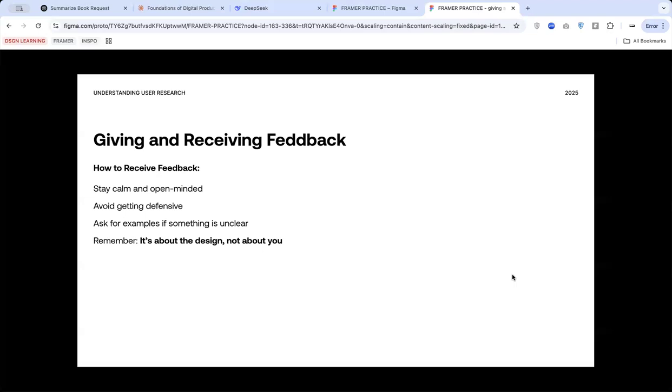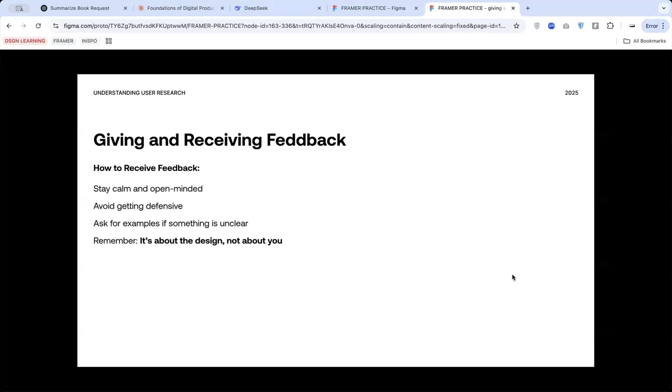So it's okay for you to actually ask for examples. Again, remember that it's about design, not about you. When they give you feedback on your work, it's not about you, so no hard feelings. Like I said, sometimes people may even talk anyhow, or they just want to size you down and stuff like that. Just put it at the back of your mind that it's not about you, it's about design.